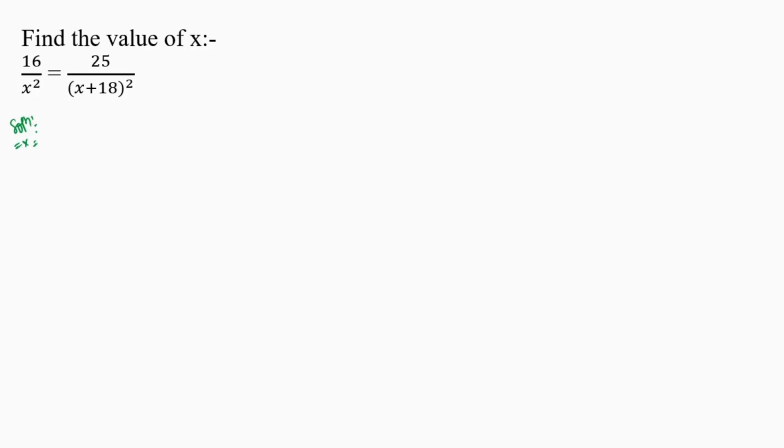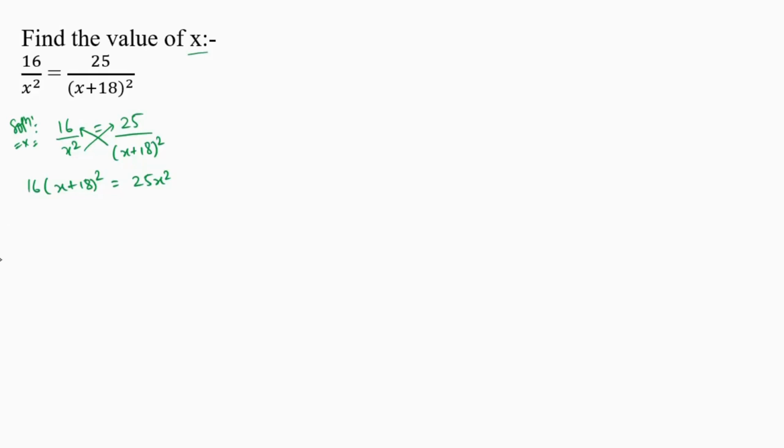Today we are going to solve this algebra problem in which we have to find the value of x. We have 16 over x square equals 25 over (x + 18) whole square. Now let's do first multiplication and we get 16 times (x + 18) whole square equals 25x square.